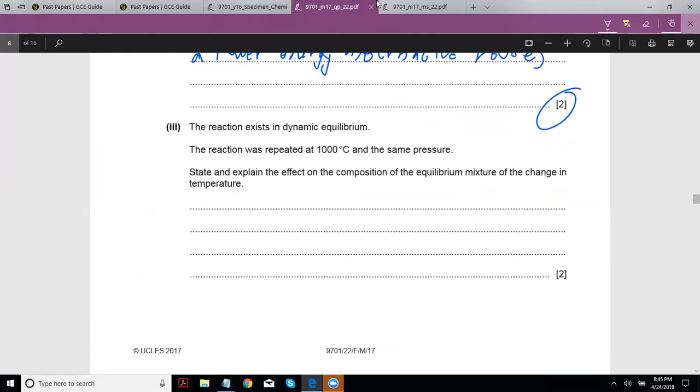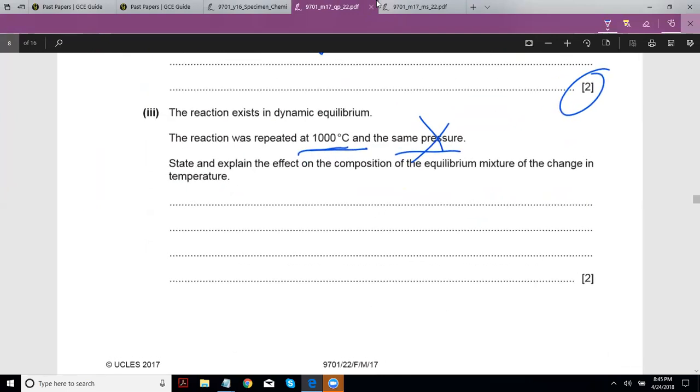So the reaction exists in dynamic equilibrium. The reaction was repeated at 1,000 degrees Celsius and the same pressure. Explain the effect on the composition of the equilibrium mixture of the change in temperature.